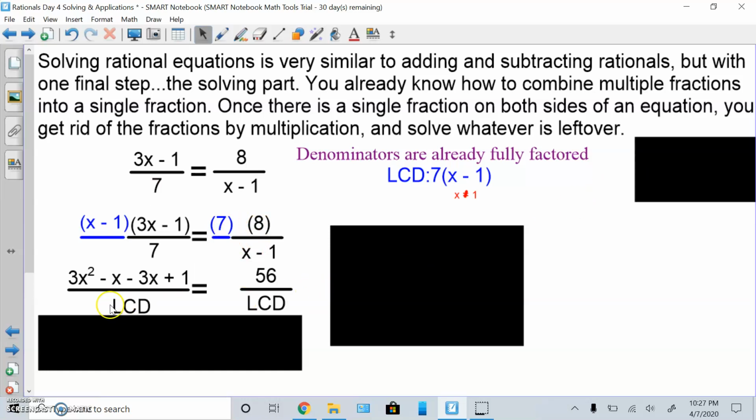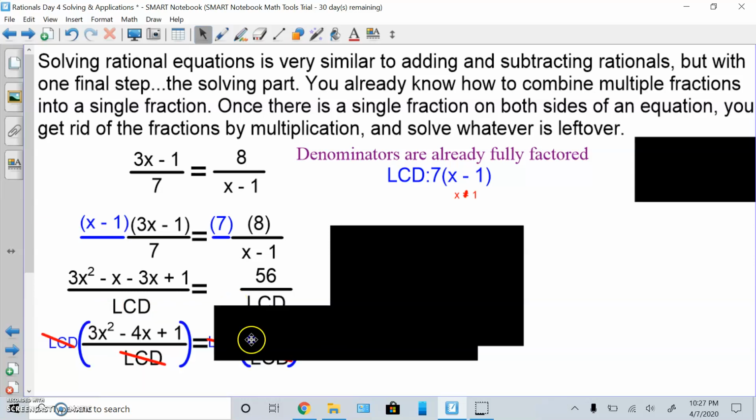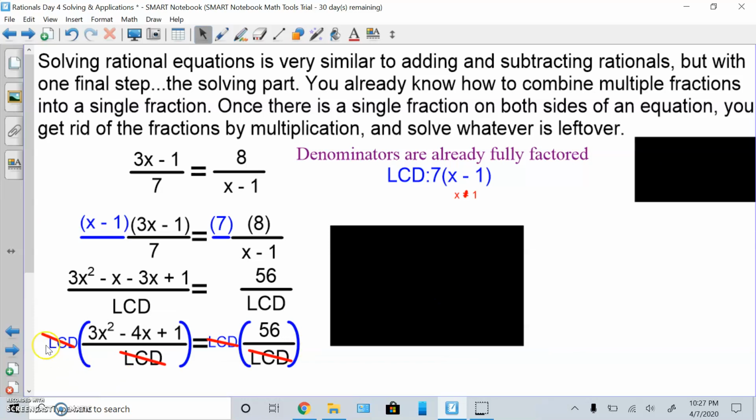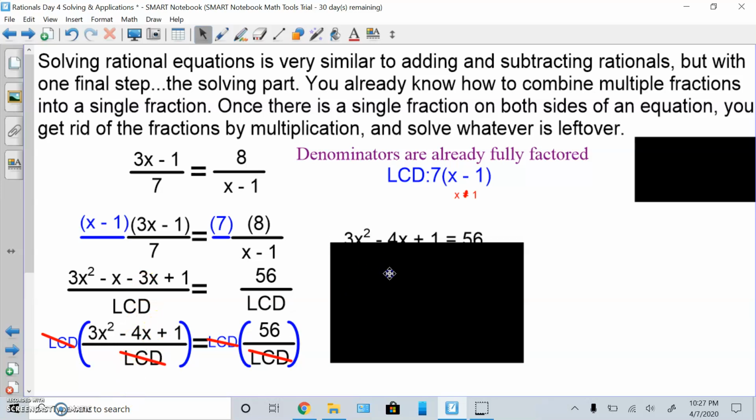All right, now both bottoms are LCD. So when you have multiple fractions, to get rid of a fraction, you multiply by the denominator. So I multiply both sides by LCD. Because they're both LCD, they both cancel out. That's the nice thing about doing this method. I also combine my terms for the top right here because negative x minus 3x is negative 4x. So all that's left over is the top, and you can set them equal. So 3x squared minus 4x plus 1 equals 56.